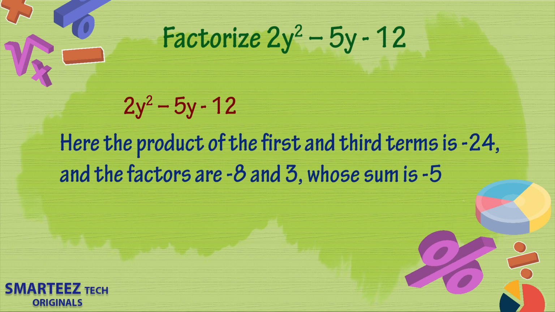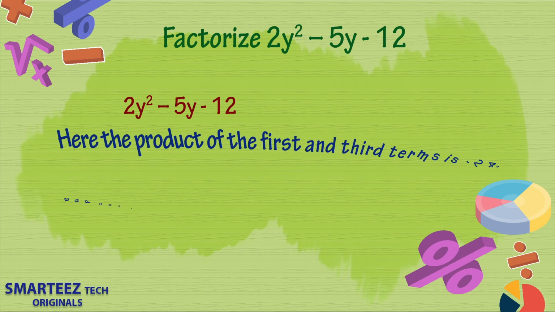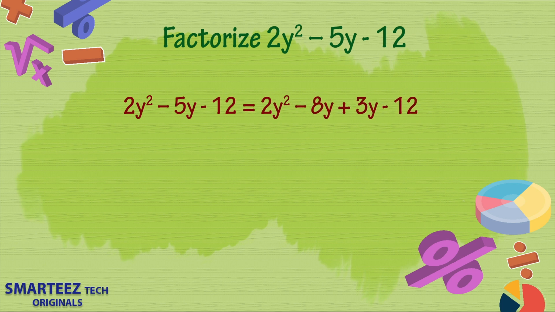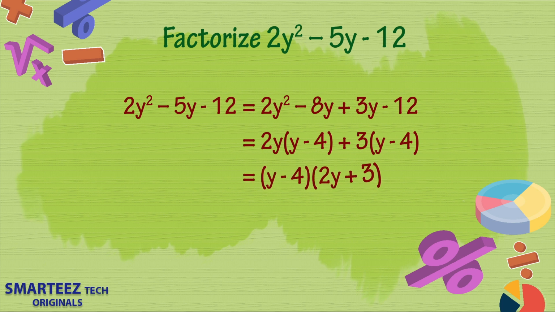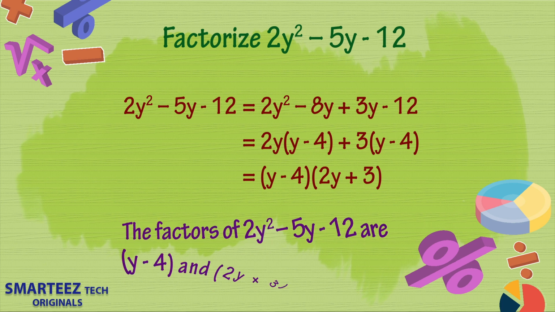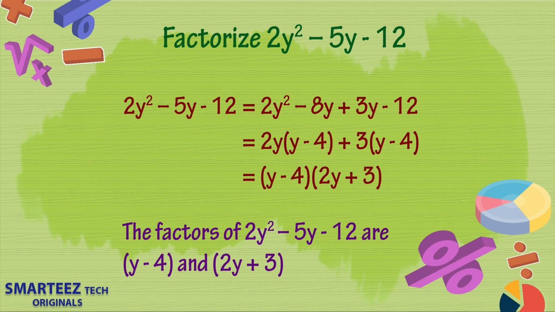Here, the product of the first and the third term is -24, and the factors are -8 and 3, whose sum is -5. So this equals 2y² - 8y + 3y - 12, which equals 2y(y - 4) + 3(y - 4). So this equals (y - 4)(2y + 3). So the factors of 2y² - 5y - 12 are (y - 4) and (2y + 3).